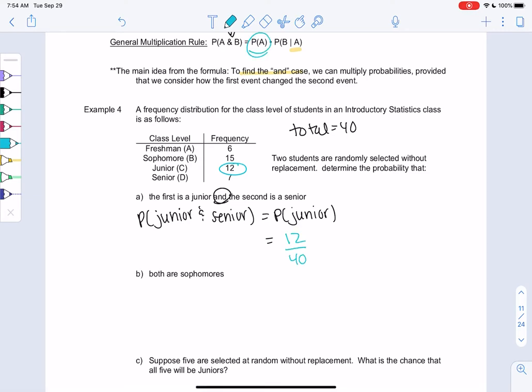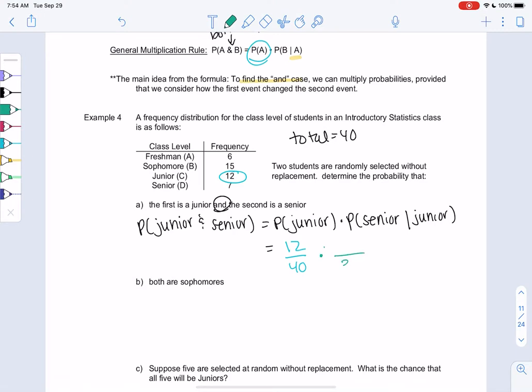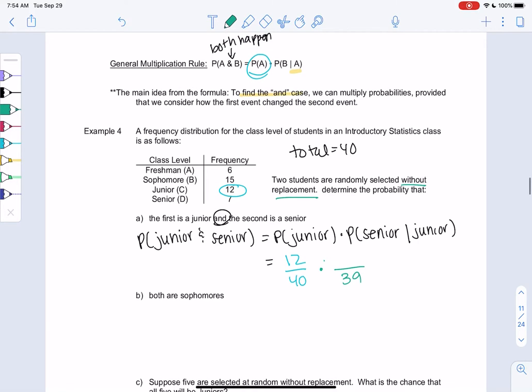And so I can basically multiply by the probability of a senior for the second person, given that this junior has already happened. So what this is saying is we've already selected a student. So there's no longer 40 students. How many students are left? 39, right? Because we've taken one junior out of the room. That's what we're saying when we say randomly select without replacement. We're gonna take a junior out, so now we've changed the total to 39. So this is how I'm using, I'm not really using the formula, I'm using the idea of the formula.